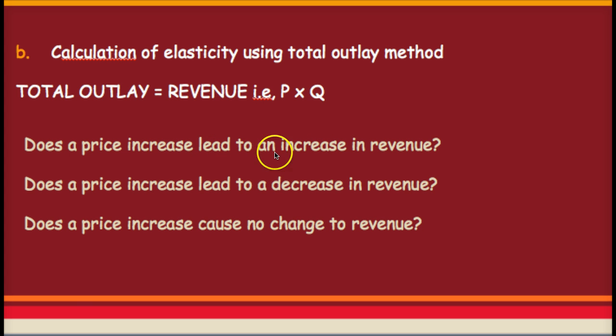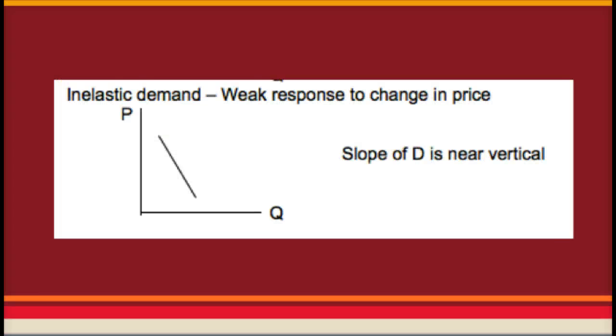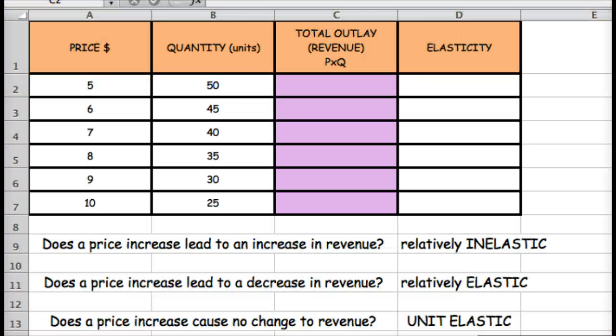Once you've worked out the revenue or the total outlay, you have a look. Has the price increase led to an increase in revenue? Or does the price increase lead to a decrease in revenue? Or does the price increase cause no change to revenue? And each of those matches up with a different type of elasticity that we've already looked at. So each of those will lead to either elastic, relatively inelastic, or unit elastic.